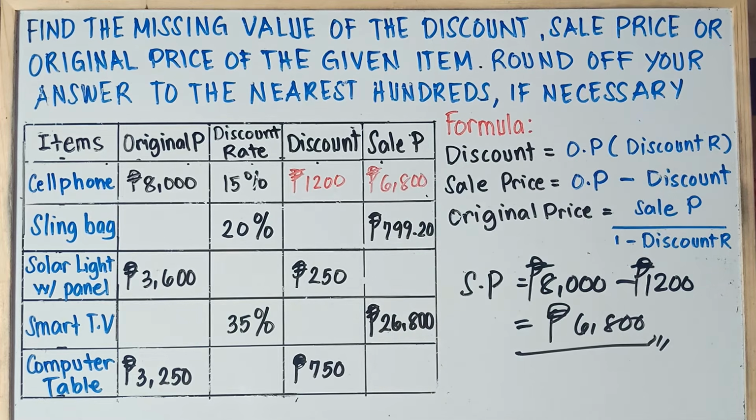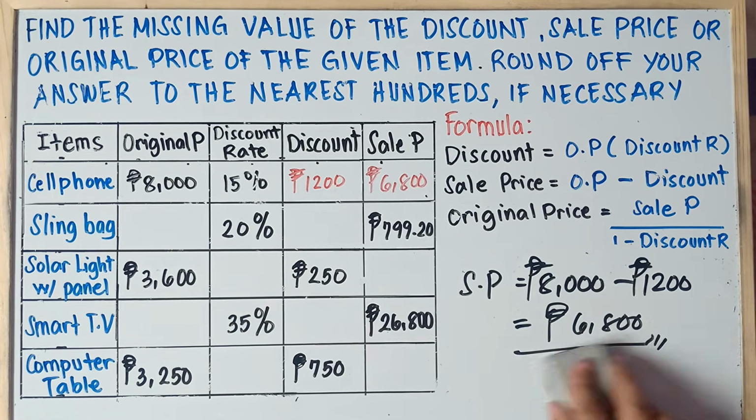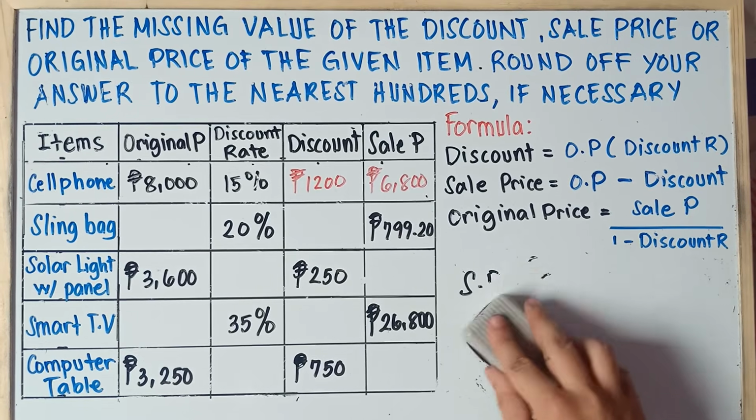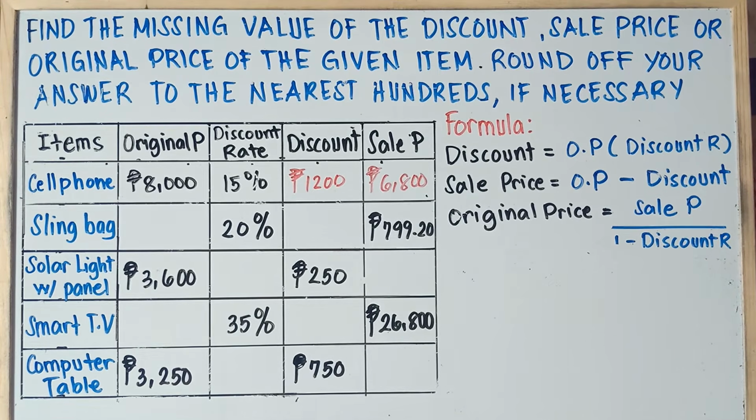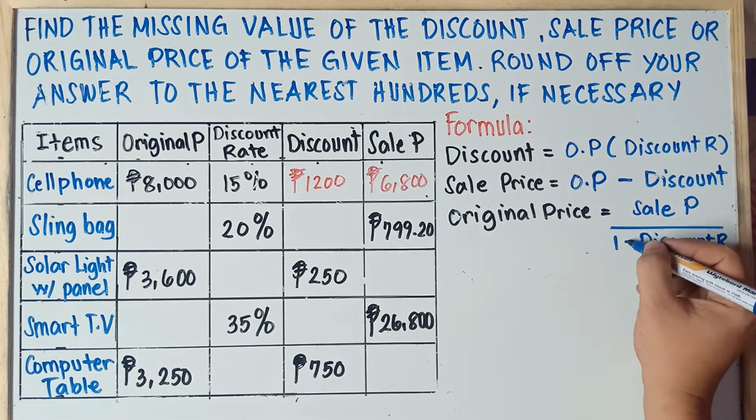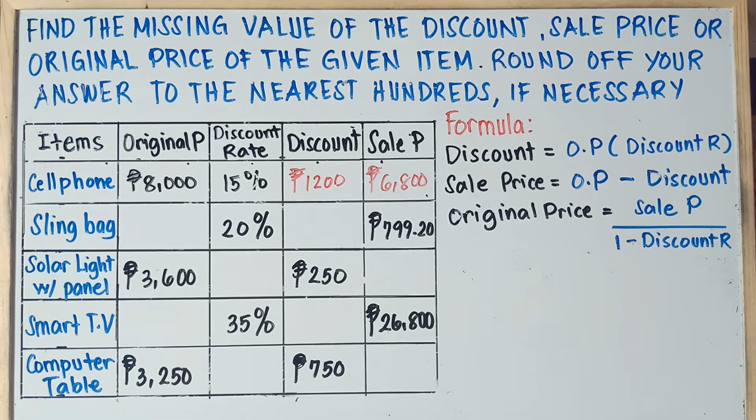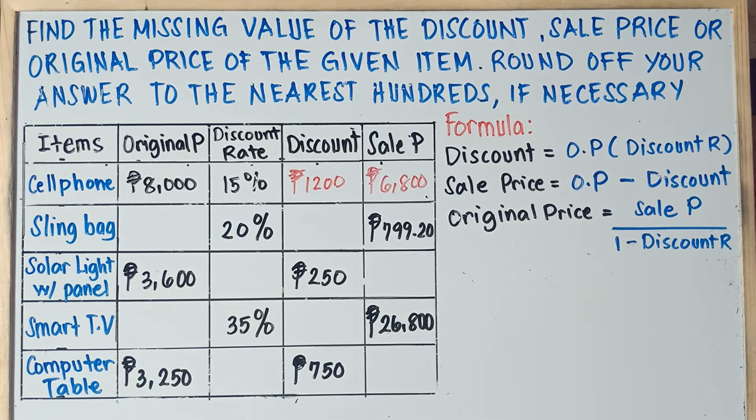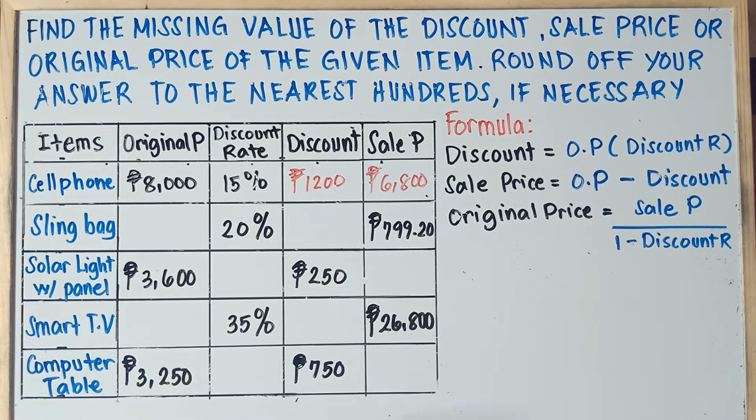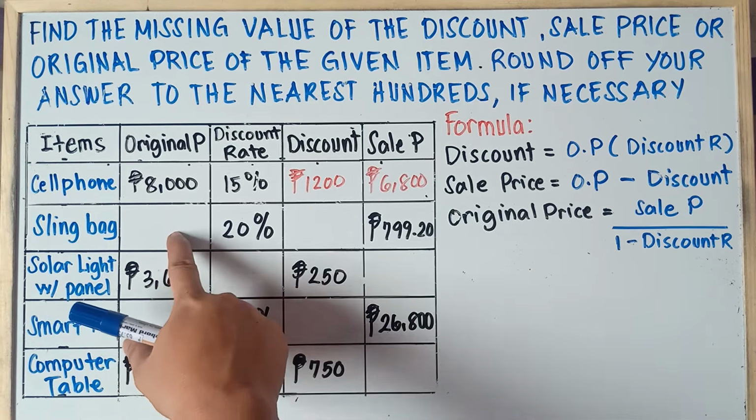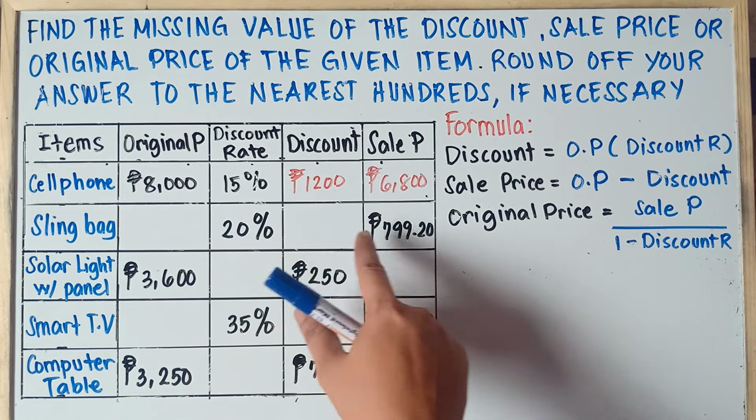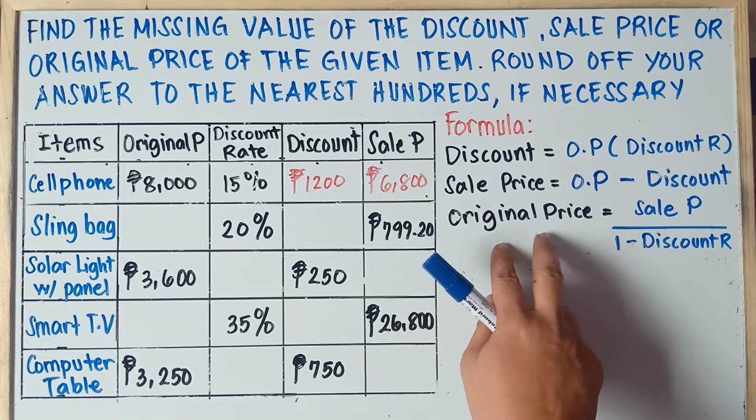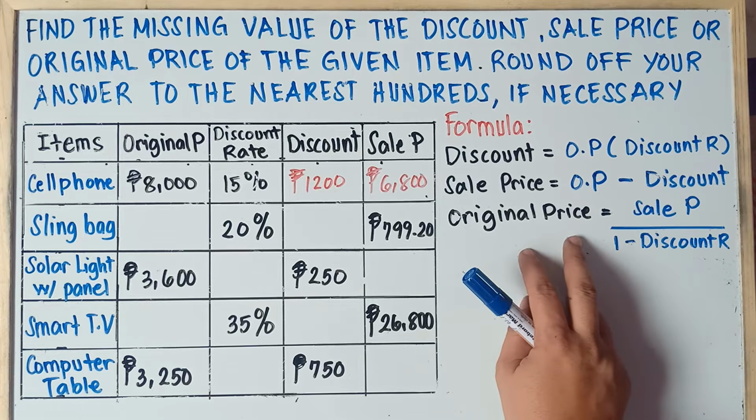6,800. All set for number 1, class. I hope, class, you get that one a while ago for the shortcut. But if it's quite complicated for you, class, just use your calculator. That's okay. Alright, so number 2, you have a given sling bag. You don't have the original price, but you have the discount rate. And you don't have the discount, but you have the sale price. So check the formula of original price.